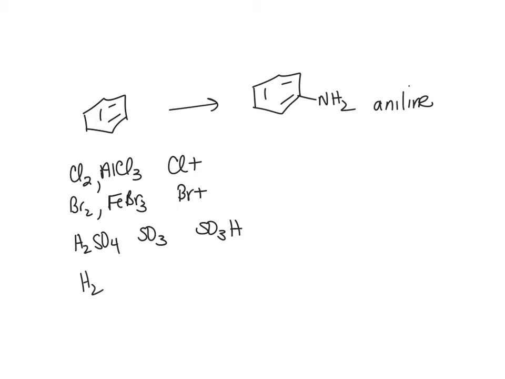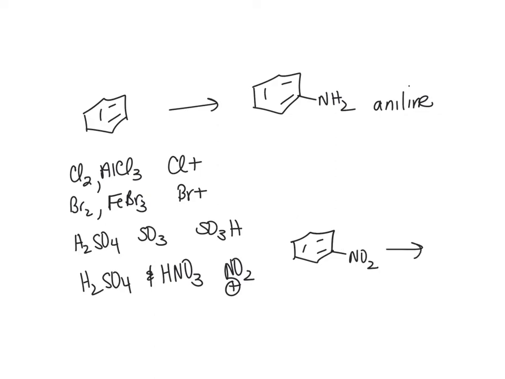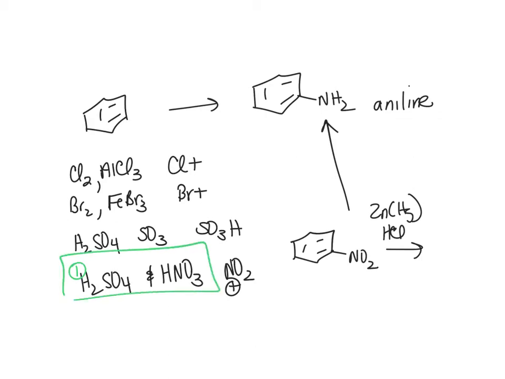But you also know how to do sulfuric acid and nitric acid, and that gives you a nitro. And so now, if you do that, you have an NO2, and you've learned that you can reduce that using zinc, mercury, and HCl, and that nitro will get reduced to aniline. So you need this reagent here, and then you need to reduce it. So sometimes you're going to have to do multiple steps.